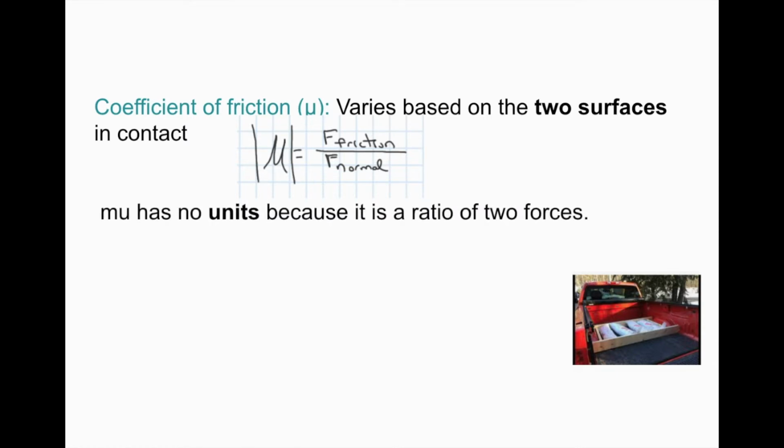So mu has no units, so you should write down the word units in your notes, because newtons divided by newtons cancel each other out. So it's a ratio.